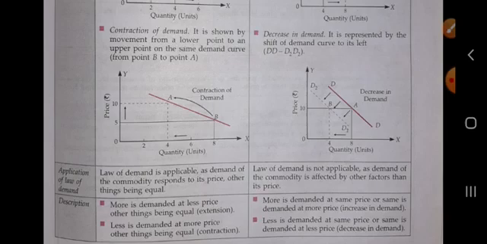In the case of change in quantity demanded, we have studied the movement along the same demand curve from upper point to lower point, or lower point to upper point. But in the case of change in demand, the demand curve is shifted rightward or leftward. In the case of change in quantity demanded, the law of demand is applicable because it studies the relation between the price and the quantity demanded. But in the case of change in demand, the law of demand is not applicable because it studies the relation between the quantity demanded and factors other than the price. So it's all about the difference between the change in quantity demanded and the change in demand.